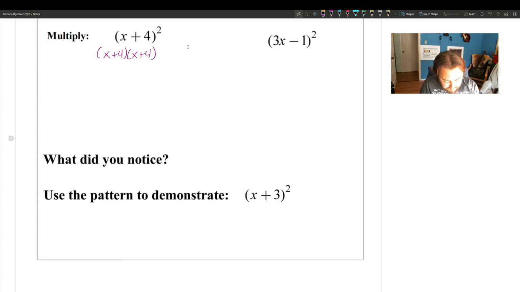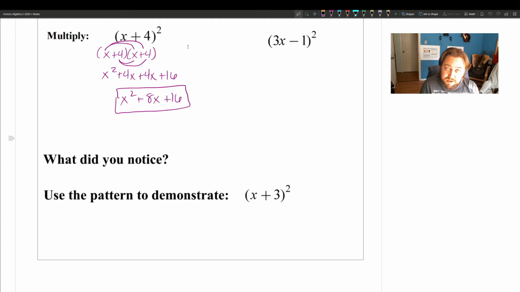So x times x would be x squared. x times 4 would be plus 4x. 4 times x would be plus 4x. And then 4 times 4 would be plus 16. And we end up with x squared plus 8x plus 16. And you can see this behaves significantly different than the other version did. And it also behaves significantly different than if we tried to just distribute this squared. We would get x squared plus 16. That doesn't work. We'd be missing the middle term. Let's try it again on this other one.